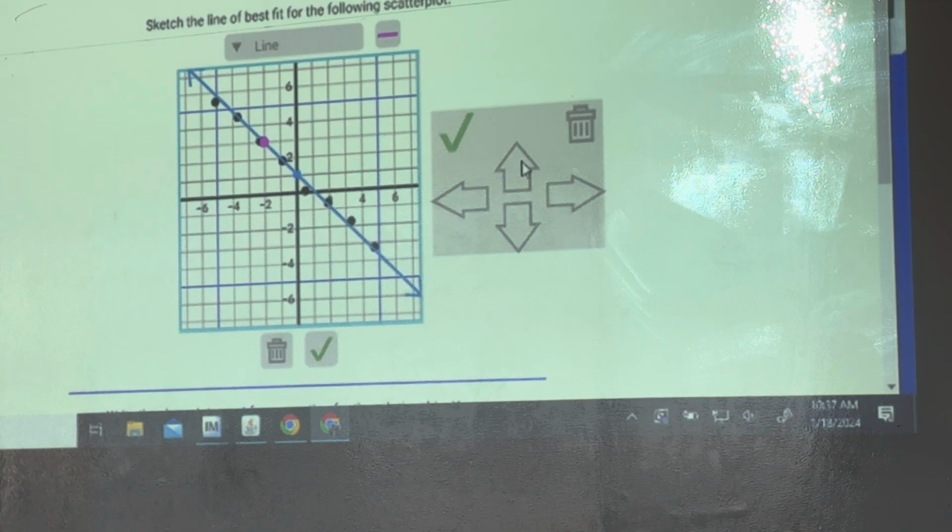Is your line of best fit always going to be whole numbers? And the answer is no. It's not always going to be whole numbers, not your line of best fit, not when the computer does it for you. Does this one look pretty good? Yes? Okay, so I'm going to check it.